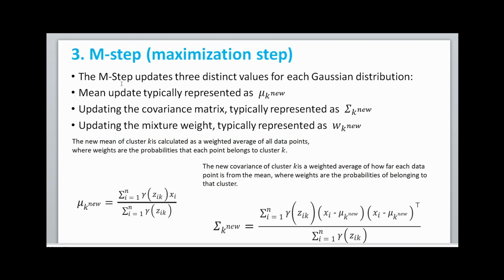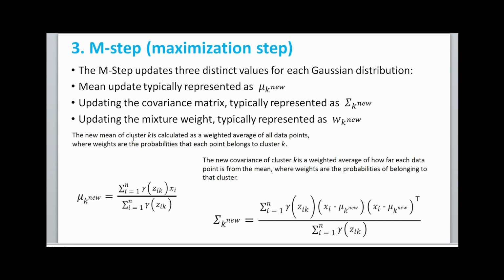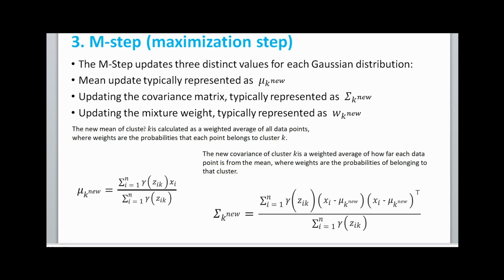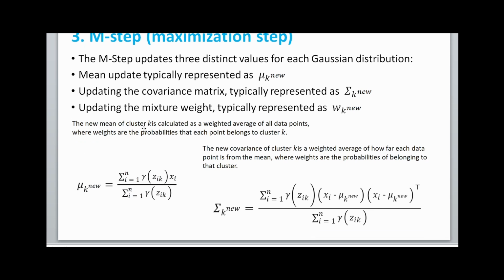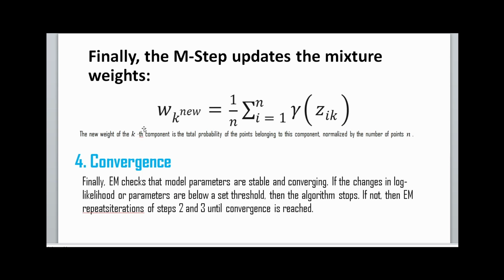Then in the M step, it updates three distinct values for each Gaussian distribution. Mean update, typically represented as mu, then updating the covariance matrix, then updating the mixture weight. From that, the new value will be calculated. Finally, the M step updates the mixture weights.